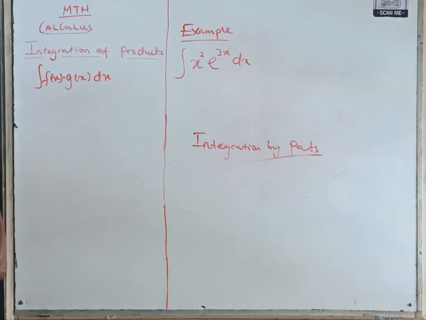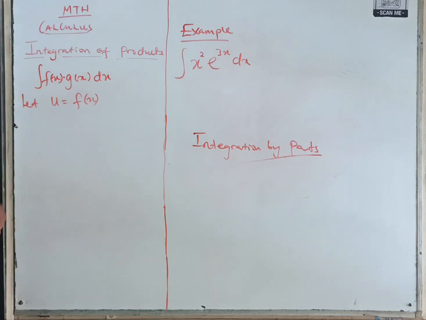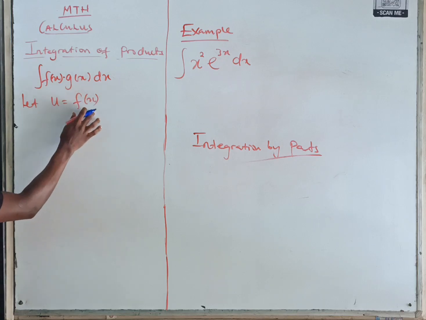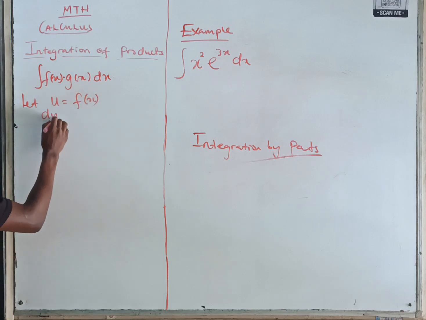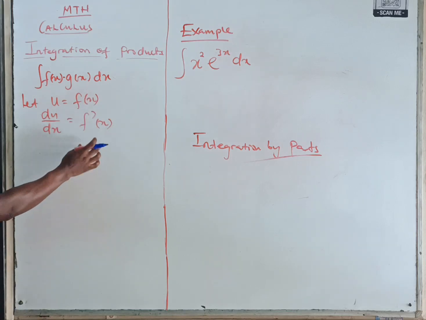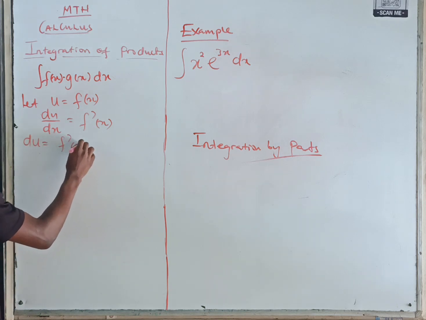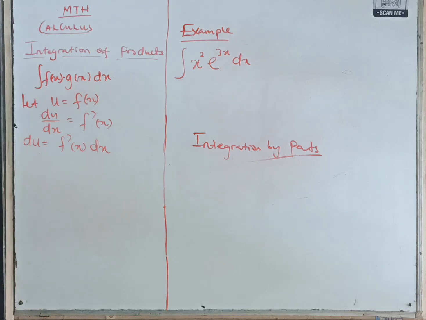The first thing we're going to do is let u be f of x, right? Now when we differentiate u with respect to x, we have du over dx equals f prime of x. So let the derivative of this be f prime of x, right? From here we have that du equals f prime of x dx, right? So we can see that whenever we are choosing our u from the two functions, it should be the one that we can easily obtain the derivative of. Okay, let's take note of that.